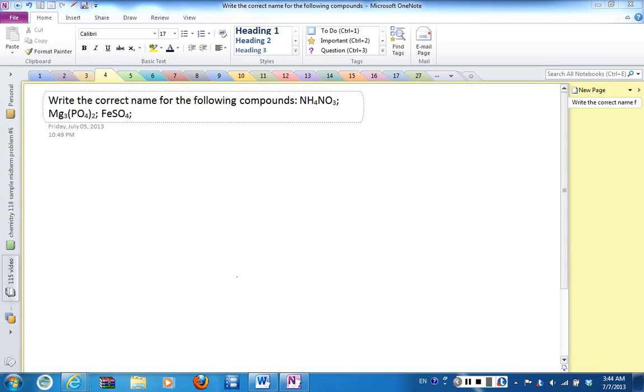Write the correct name for the following compounds: NH4NO3, Mg3(PO4)2, FeSO4. Okay, so we're trying to name some compounds. The rule of nomenclature is to find out what compound it is and then name them, following some procedure. So let's deal with them according to that.